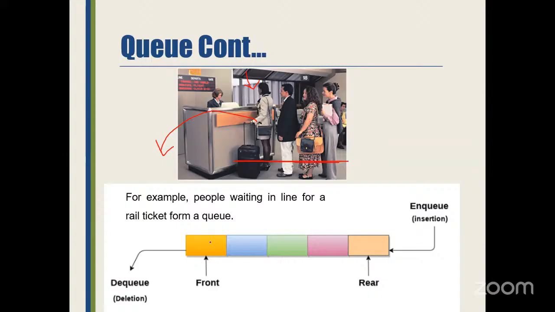And the end at which the persons come out from the queue is called the front end. The end at which a person can be inserted or added to that queue is called the rear end. So if any other person comes, they may be added at this position. So this is called the rear end.